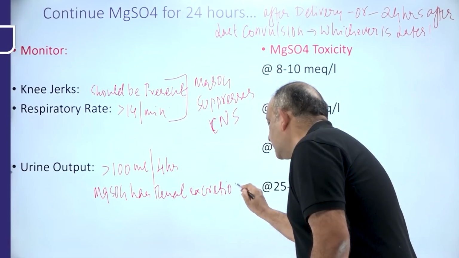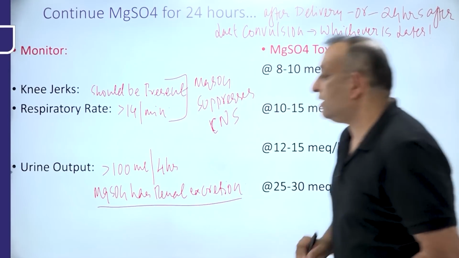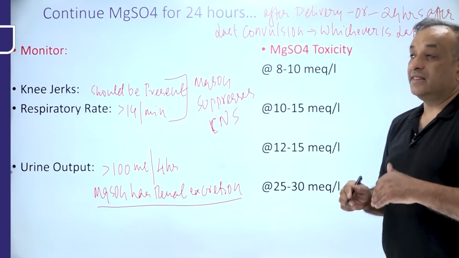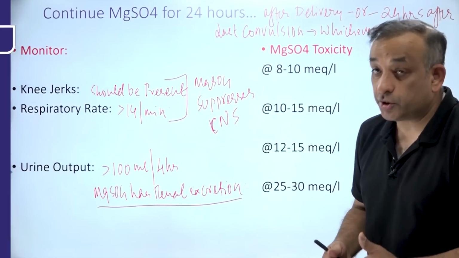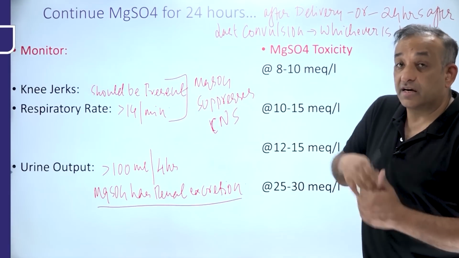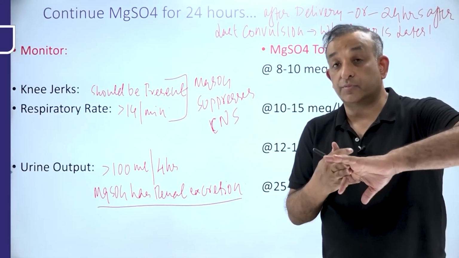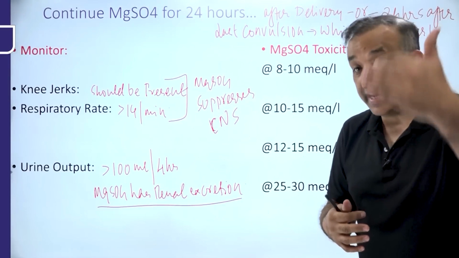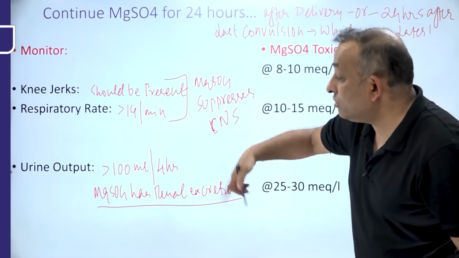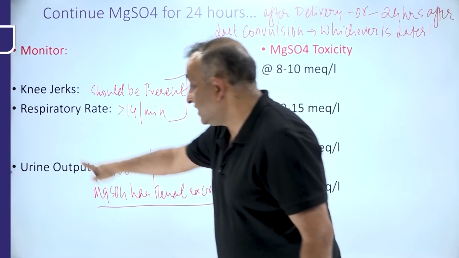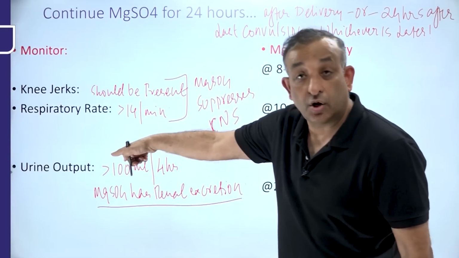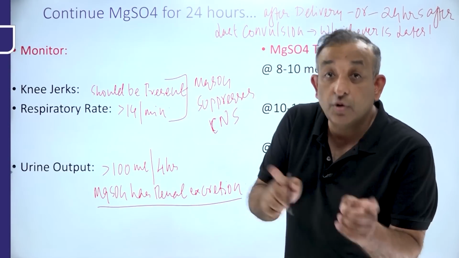It has renal clearance. So that's why urine output should be at least 100, and only then are we very sure that the magnesium sulfate is also getting cleared out from the body. So please remember, knee jerks, respiratory rate and urine output should be seen before every next dose of magnesium sulfate. If any of these is bad, monitor these. If even one of these is not appropriate, withhold the next drug.